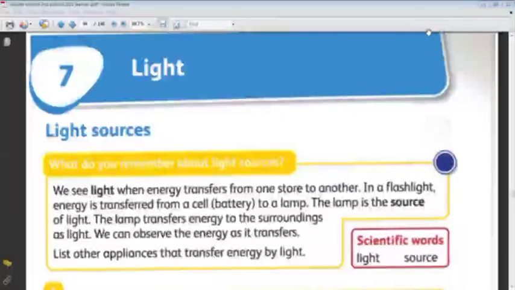In unit 7 we will talk about light. Light is a type of energy transfer. It is transferred from some devices like the mobile phone. The energy from the mobile phone is transferred in the form of light, and also from the TV, the candle, and the fire. In all these things, energy is transferred in the form of light.